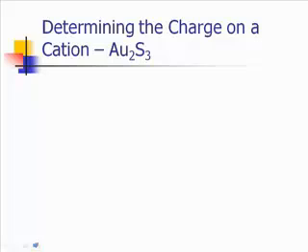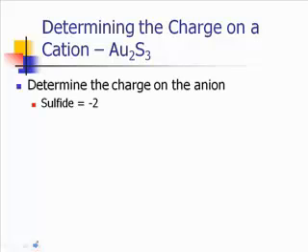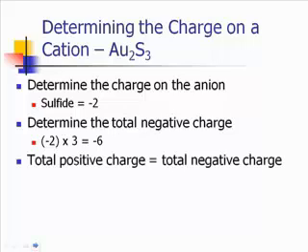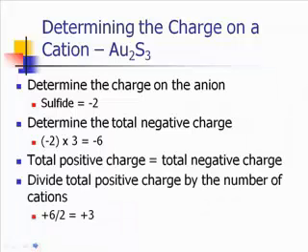Alright, so let's look at another one. Here, if I have this formula, I know that this is gold sulfide, but gold can have multiple charges, so I don't know which one it is, so let's figure it out. Sulfide is my negative ion, and I have 3 of them, so my total negative charge is negative 6. That means my total positive charge has to be positive 6. I have 2 gold atoms to get that positive 6 from, which means each of them has to be a plus 3.